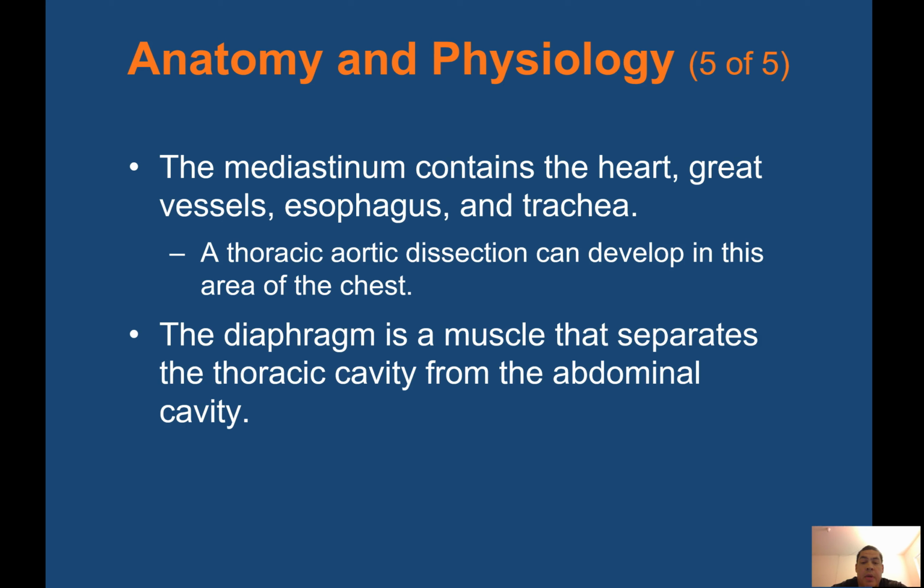The mediastinum contains the heart, great vessels, esophagus, and trachea. A thoracic aortic dissection can develop in this area of the chest. The diaphragm is a muscle that separates the thoracic cavity from the abdominal cavity.